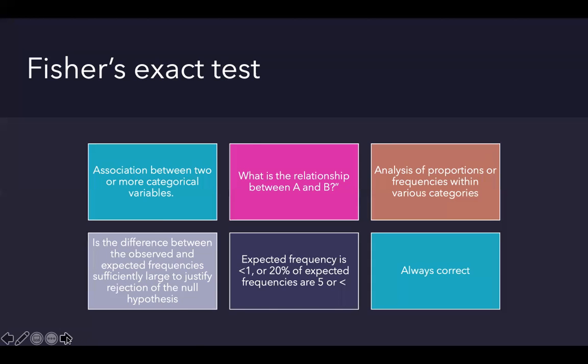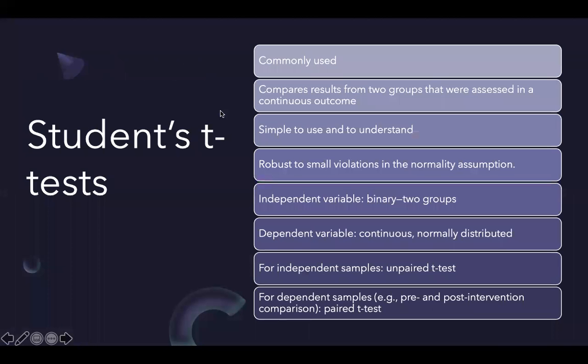But the Fisher exact test is always correct, which is why I agree it was chosen instead of the chi-square. For secondary outcomes, they chose a student t-test to compare, since the independent variable was categorical binary and the dependent variable was continuous, looking at the DNA level and the growth level, which are both continuous variables. Therefore, they chose a student t-test. This test is simple, one of the most commonly used statistical tests, and it is used to compare the results between two groups assessed on a continuous outcome, as I just explained. One of the benefits of the student t-test is that it's simple to use and to understand, and that it is robust to small violations in the normality assumption.